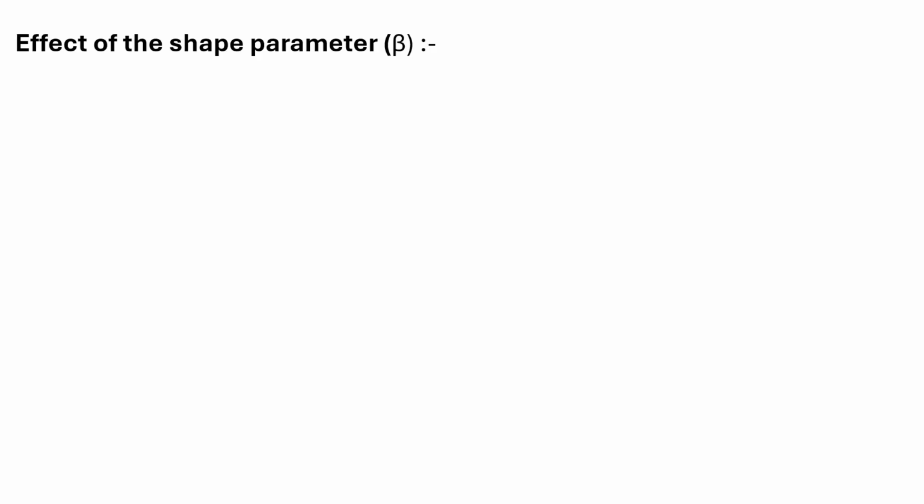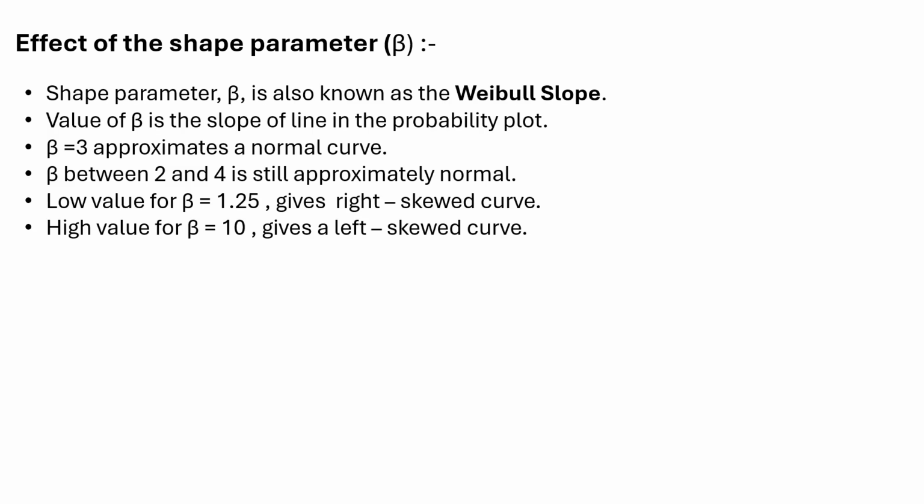So now we will start studying each of the parameters separately and what is its net effect in determining the PDF of the Weibull distribution. So we will start with the effect of the shape parameter, that is beta. The shape parameter, or beta, is also known as the Weibull slope. The value of beta is the slope of the line in the probability plot.